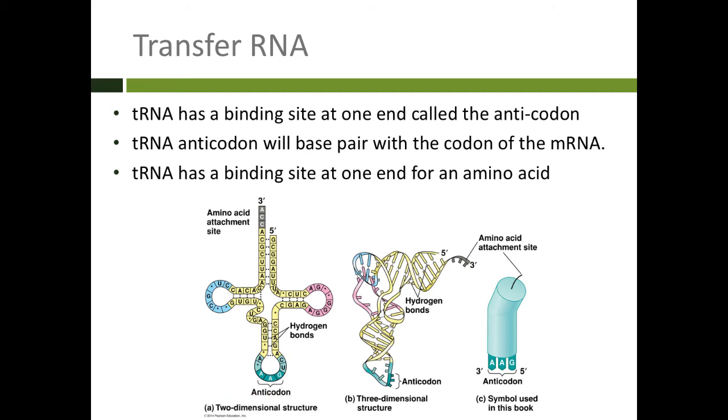The other end of the molecule is a binding site for a specific amino acid. The tRNA will bind to its amino acid and bring that amino acid with it when it base pairs with the correct codon. Now you can see why we call tRNA our translator molecule. On one side, it can bind to nucleotides, and on the other side, it binds to proteins.